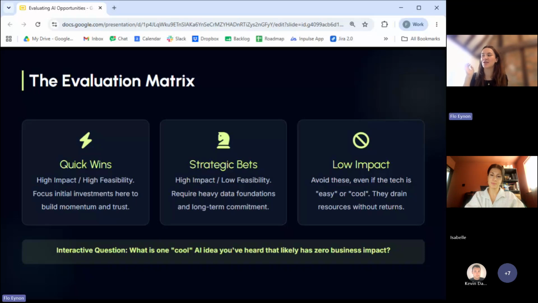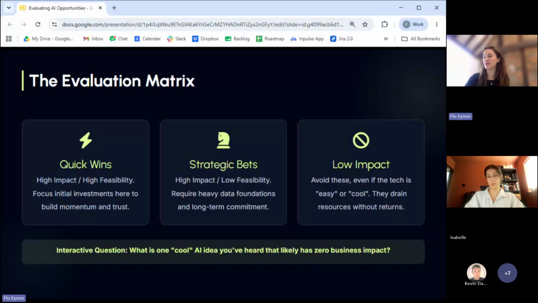Strategic bets are like the longer term vision things. So they require a lot of groundwork, but actually the commitment is worth it because it would transform the organization. So that's things like automating those workflows. If you've got people doing a lot of manual stuff, how can you roll out tools that replace those tasks for them?